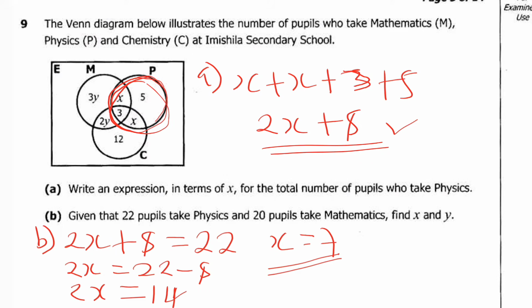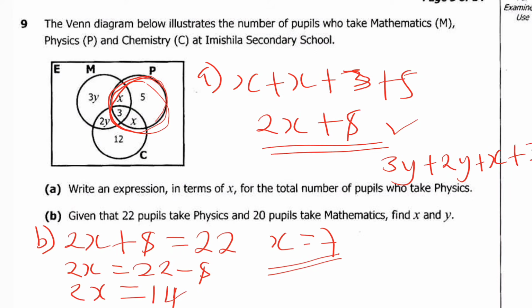Okay, those who took mathematics. This is very simple. So mathematics, we have, so we're going to say 3y plus 2y plus x plus 3 is equal to what? Is equal to 20. So you need to add everything in that set.